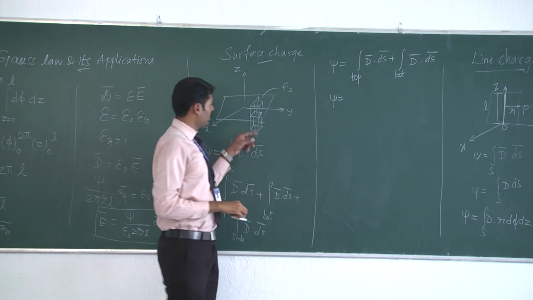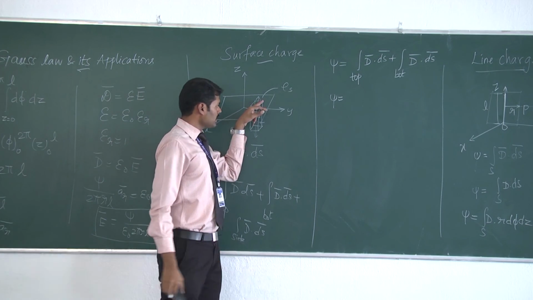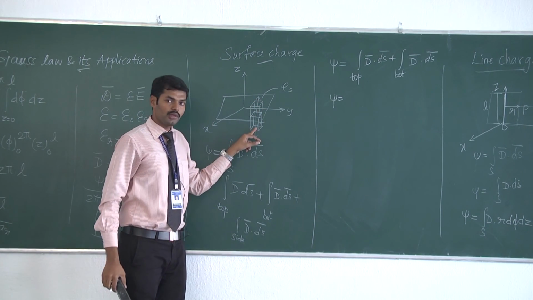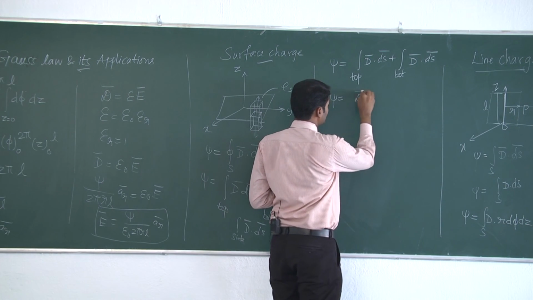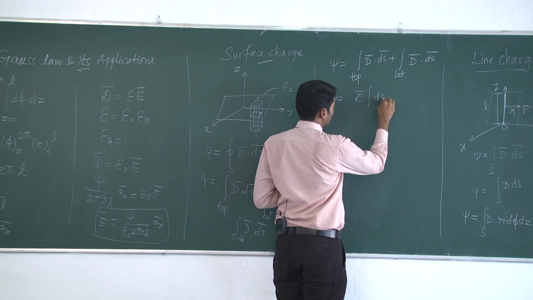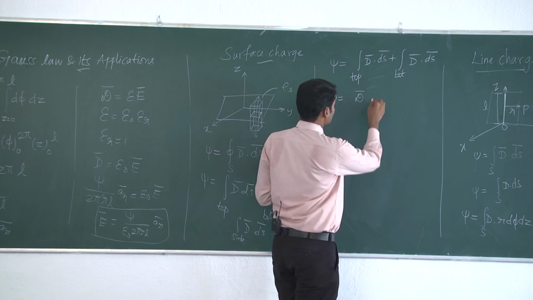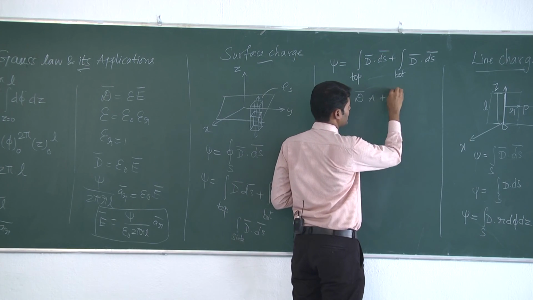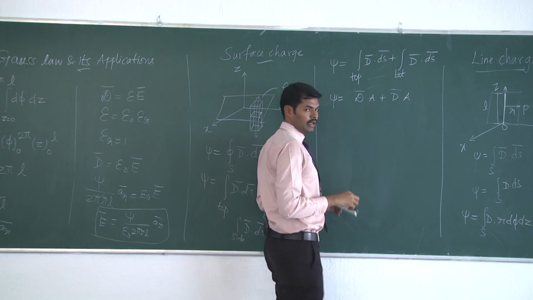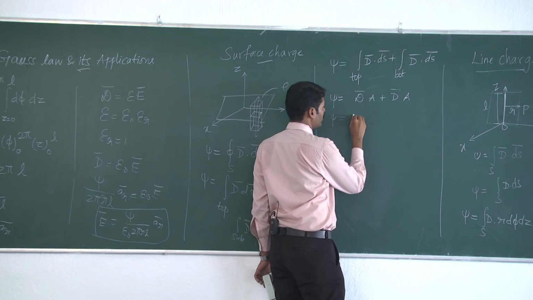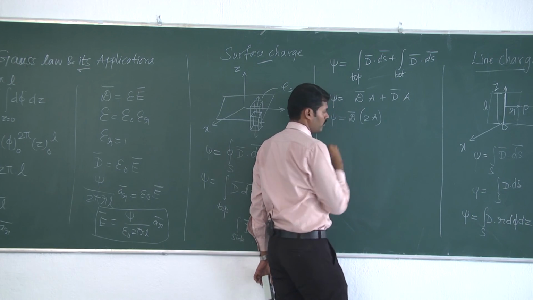Suppose we consider this area as capital A. If this area is capital A, then the bottom surface will also have area capital A. So psi will be equal to D vector, closed integral of dS vector, so we shall write this as A, plus D vector. Both the areas are the same, so we shall write this also as capital A. So psi will be equal to D vector into 2A.